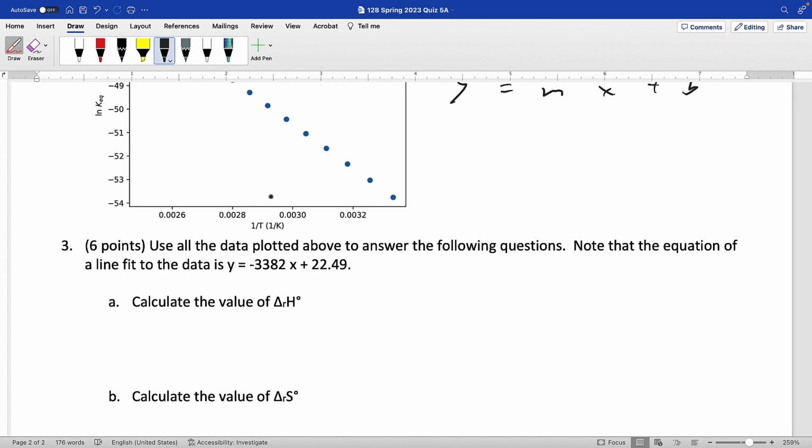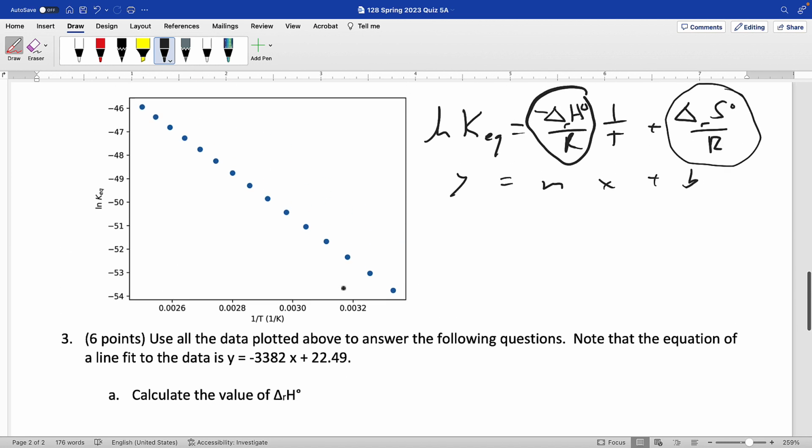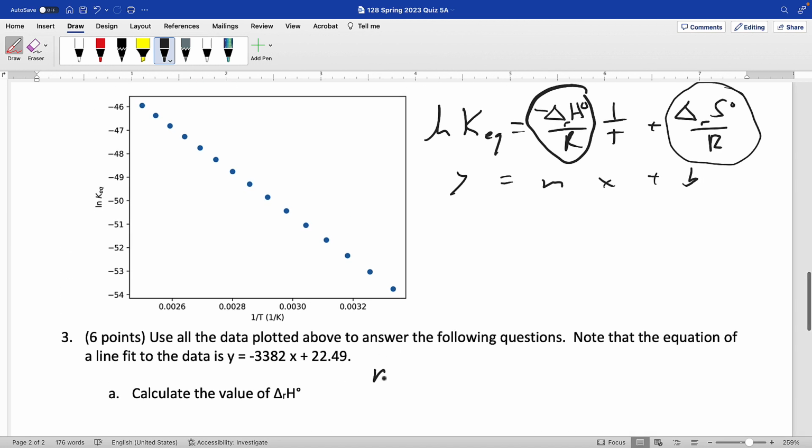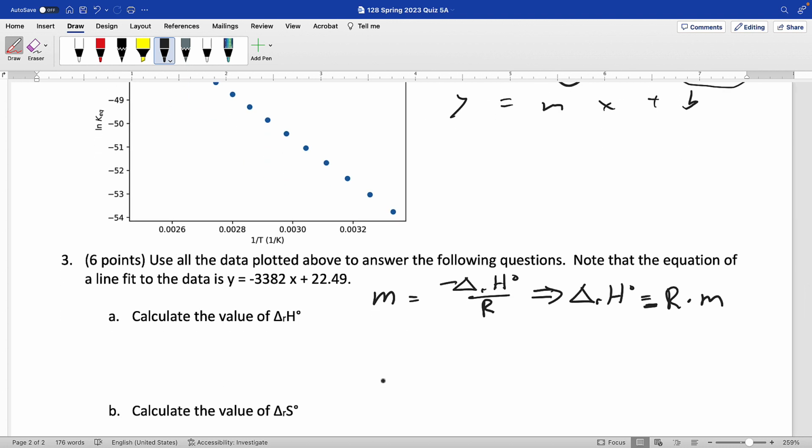All right, so going back to the work we just did, we can see that the slope m is equal to negative delta H over R. So if we want to solve for delta H, we have to divide by a negative 1, and we have to multiply by R. So we see that delta H is equal to R times M, and of course we have that negative sign, so we'll put a negative right here. All right, so we can plug that in. We have our negative R, and we're going to use 8.314 because we want joules.